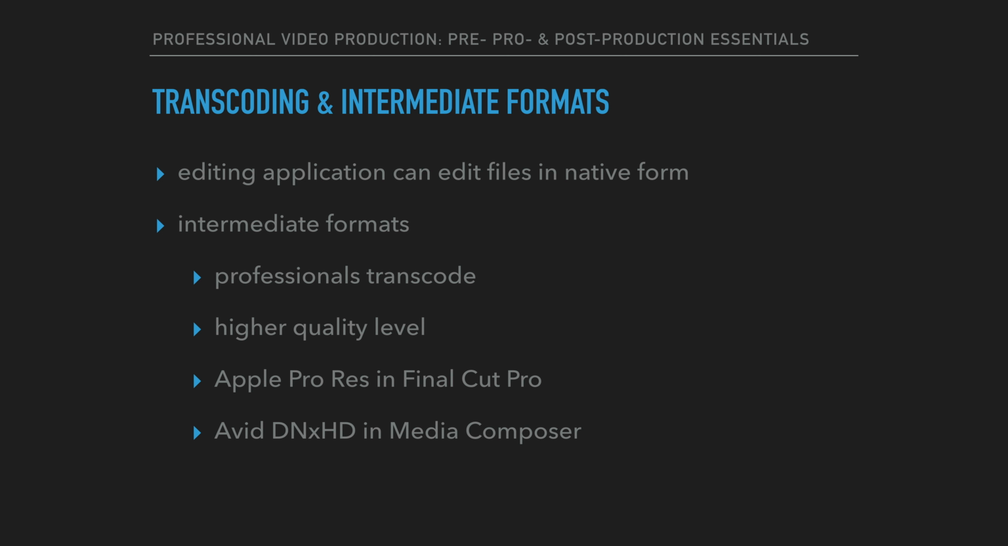By converting to an intermediate, effects work and coloring work can be done at a higher quality level, and the final export can maintain its quality. A common intermediate format is Apple ProRes and is available through Final Cut Pro. Another common intermediate format is Avid DNx HD, which is available on editing programs such as Media Composer.